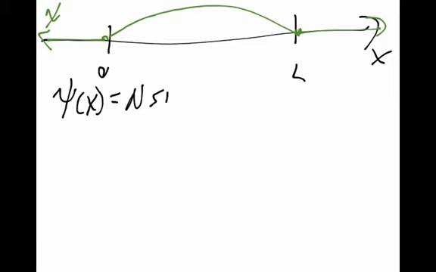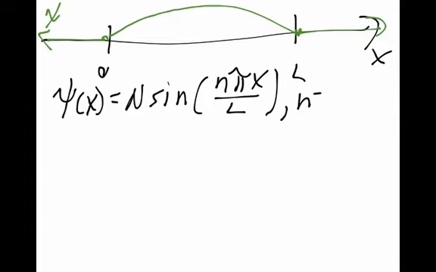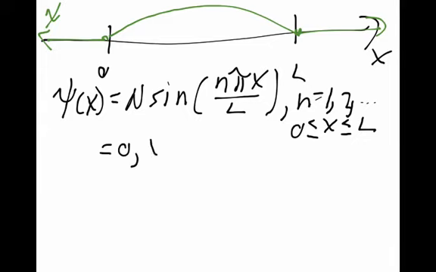So the wave function psi of x is equal to some normalization constant N times sine, now we can substitute in for lambda, of n pi x divided by L, for n equal to 1, 2, 3, 4, 5, 6, all the way up to infinity, any positive integer value, when x is between 0 and L. The wave function psi of x is equal to 0 for x less than 0 and x greater than L.